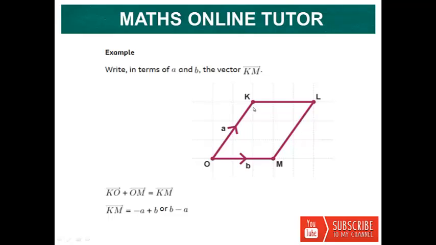In order to move from here to here, I can use an alternate path. That is from here to here and then from here to here. So if I move from here to here, that is the vector KO, and then from here to here is vector OM. Therefore, the resultant KM vector is equal to addition of KO vector to OM vector. KO vector is minus A. OM vector is B. Therefore, KM vector is equal to B minus A.